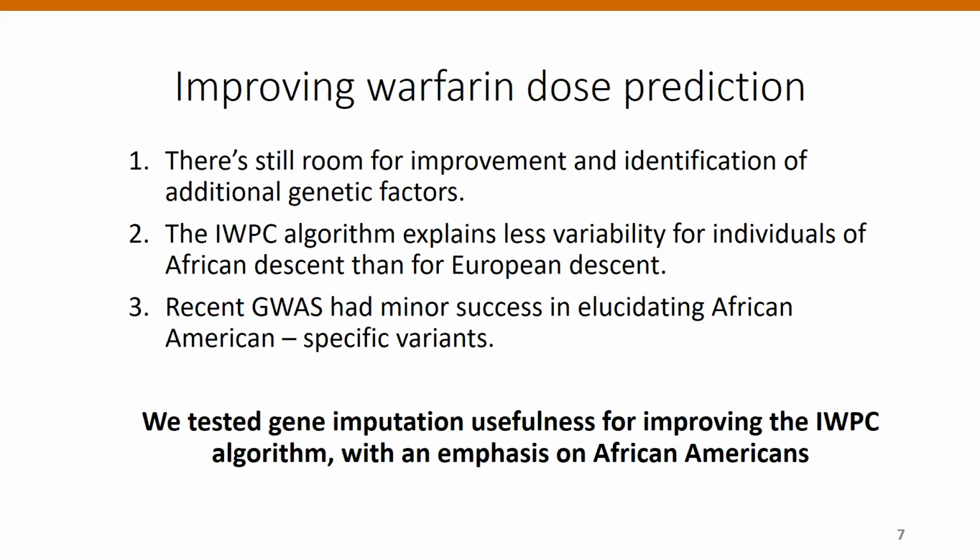Another thing is that the IWPC algorithm explains less variability for individuals of African descent than for European descent. And this has been known for several years. There has been a recent genome-wide association study that had only minor success in finding African-American specific variants. And our decision was to test gene imputation usefulness for improving upon the IWPC algorithm with an emphasis on African-Americans.